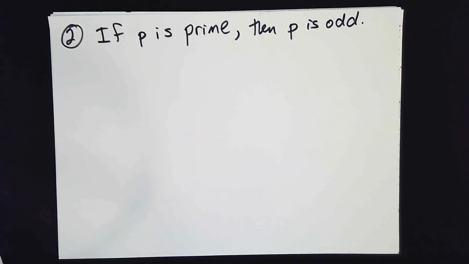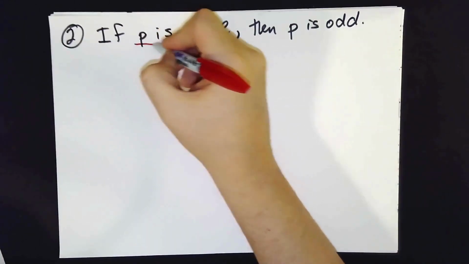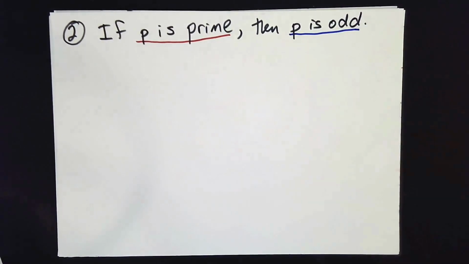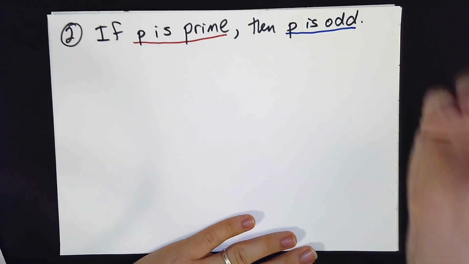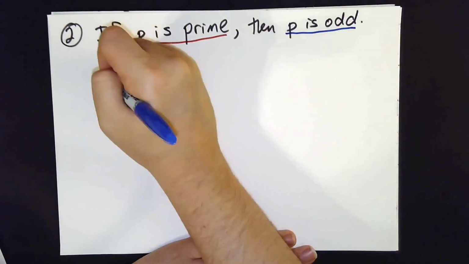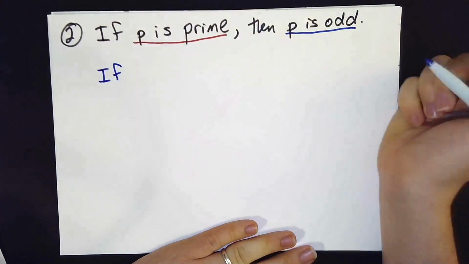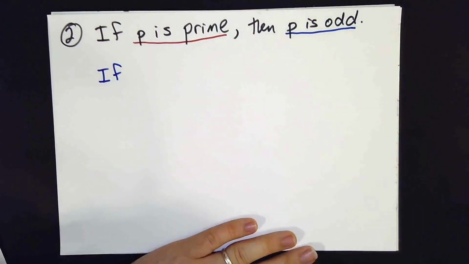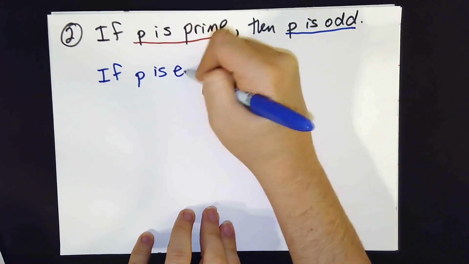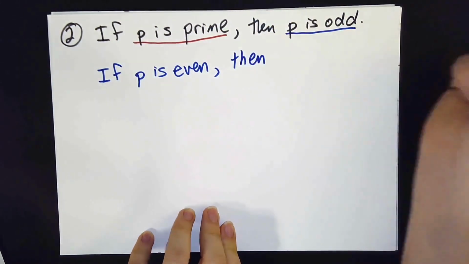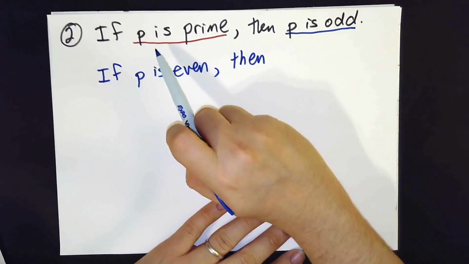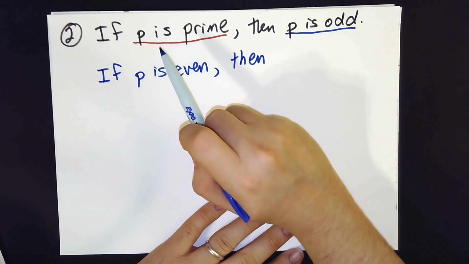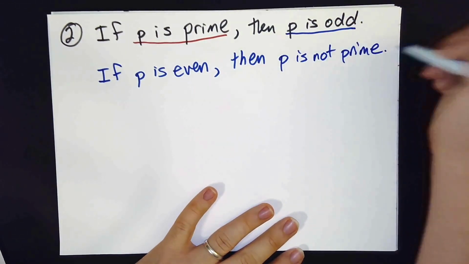Okay, so we have two pieces here, linked by an if and a then. If p is prime, then p is odd. So when I go to write down the contrapositive, I first have to write the word if, and then I have to write the negation of this piece. And what's the negation of p is odd? Well, if p is not odd, then p is even. And now I have to write down the negation of p is prime. I'm going to write down here p is not prime.